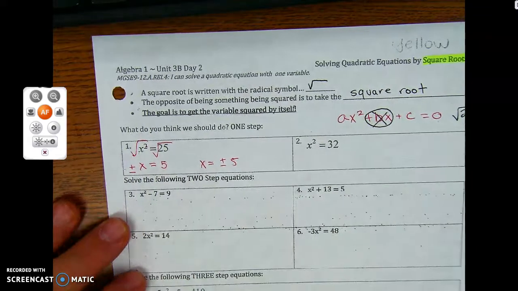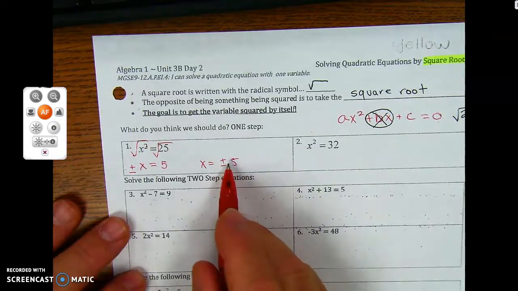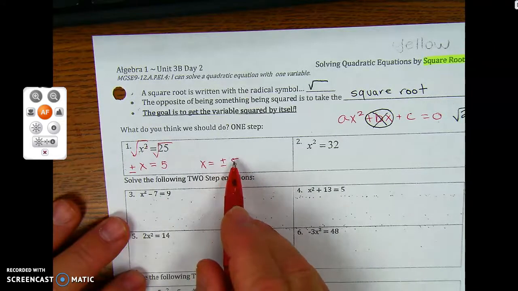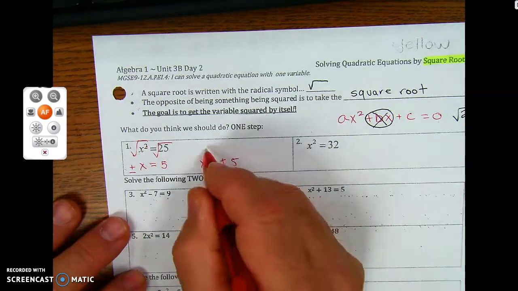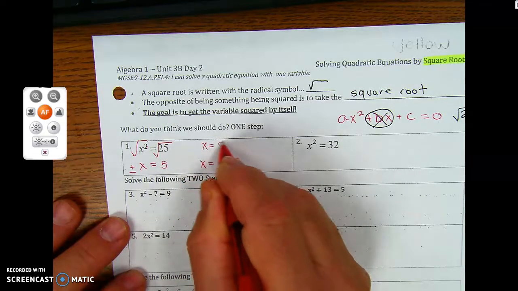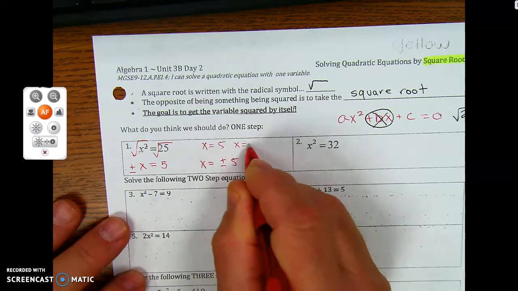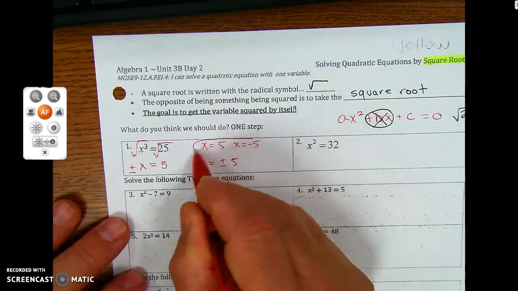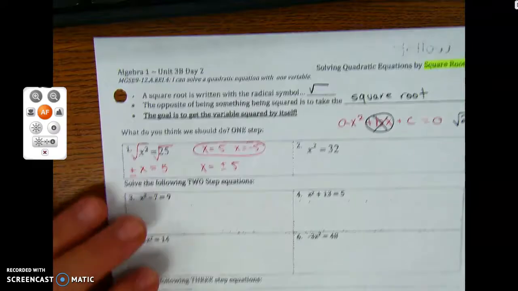Now, this step right here, this is two answers. x is 5 and x is negative 5. So you might want to write it like that: x is 5, x equals negative 5. It's easier to understand when you write it this way.